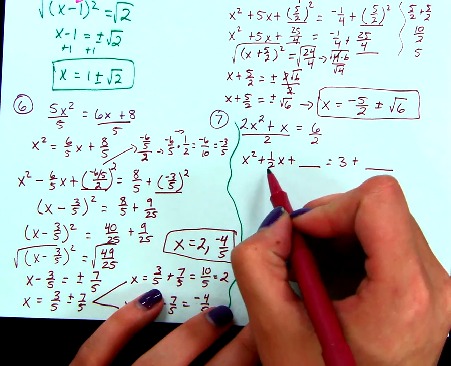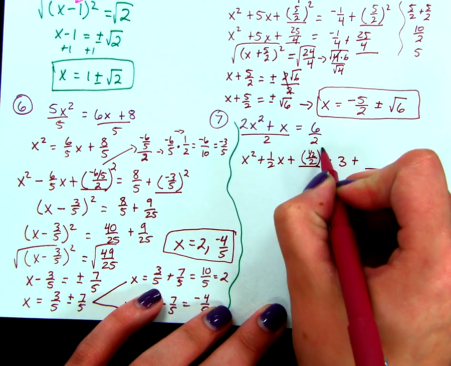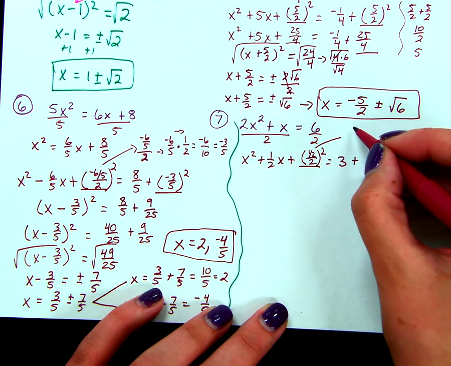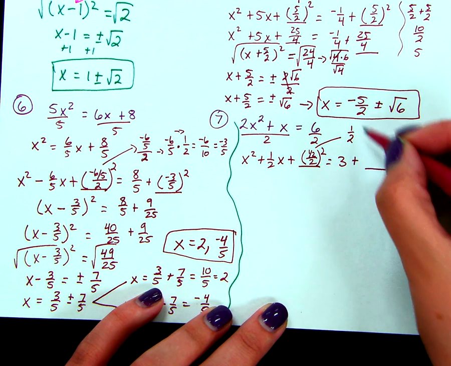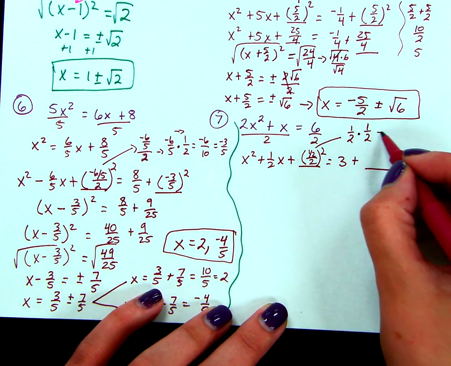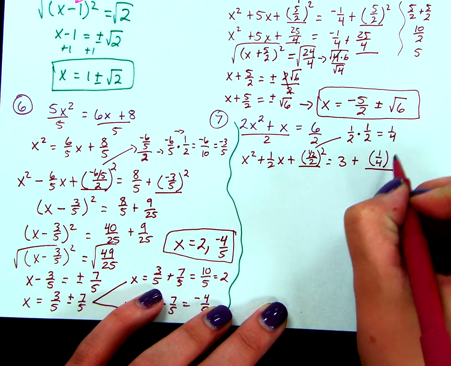Again, it will be half of the middle term. So I'm taking 1/2 divided by 2, and then I'm going to square it. Before I continue, I'm going to simplify this part. If I'm taking 1/2 divided by 2, I'm really taking 1/2 times 1 over 2. So this will simplify to be 1/4. On this side, this will be 1/4 squared.